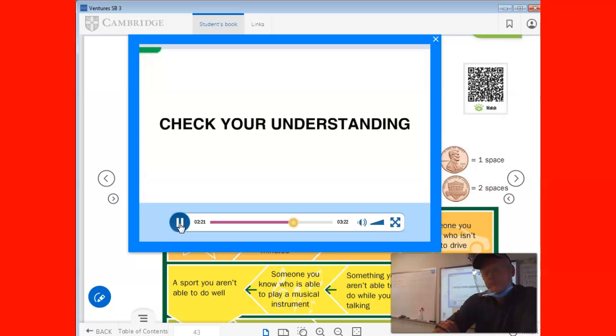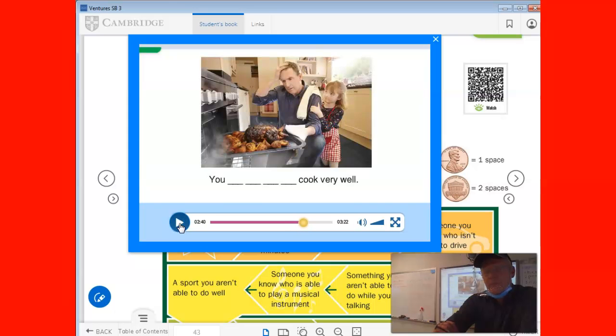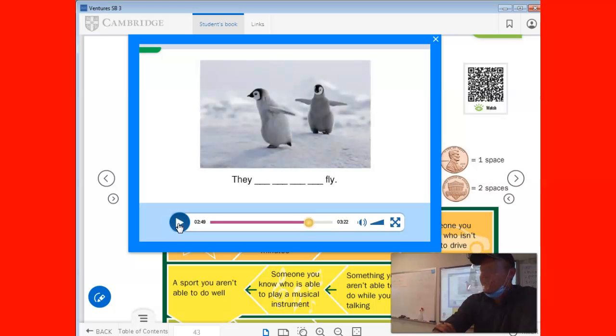Check your understanding. Look at the picture. Complete the sentence with the correct form of not be able to. So what would this one be? Good. She is not able to work today. How about this one? Good job. You are not able to cook very well. That looks like me. How about this one? Good job. They are not able to fly.